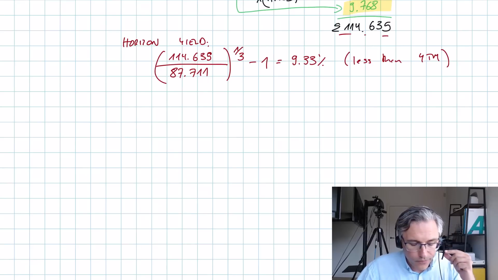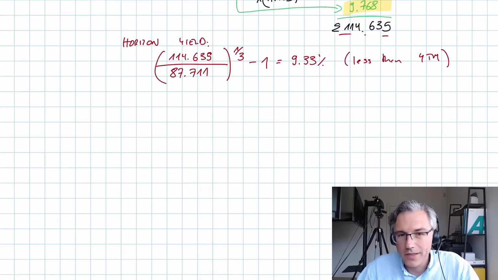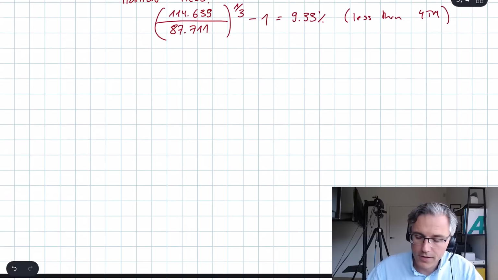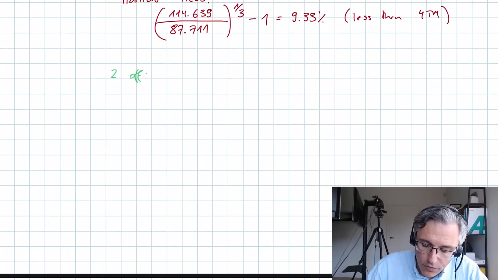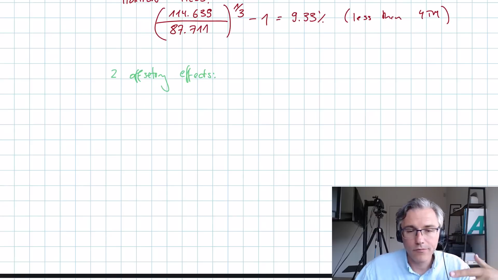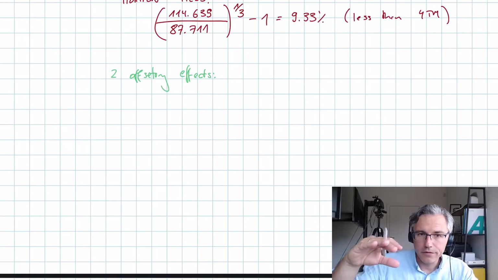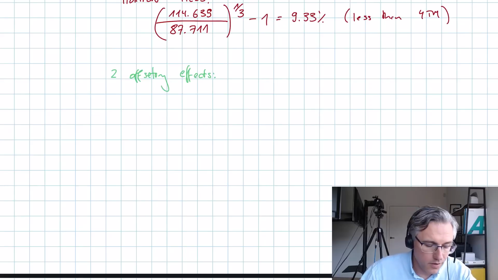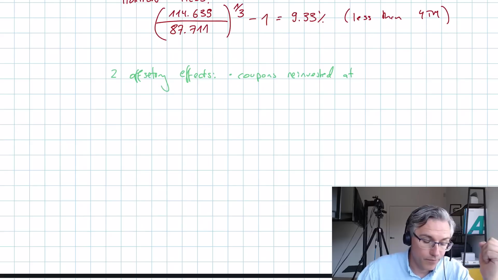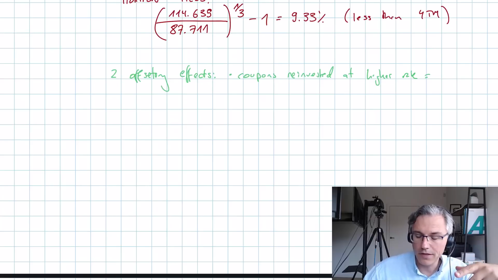Now, what is actually happening here? Well, there are two conflicting effects taking place, two mutually offsetting but not perfectly offsetting effects. On the one hand, due to the fact that we've got higher rates now, the coupons are being reinvested at that higher rate, which produces more of that future value at the end of year 3.